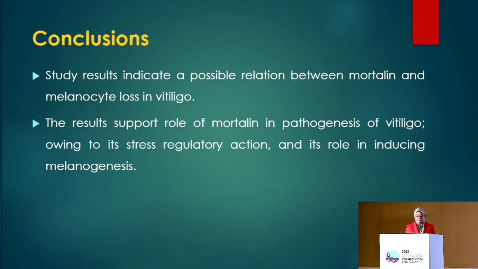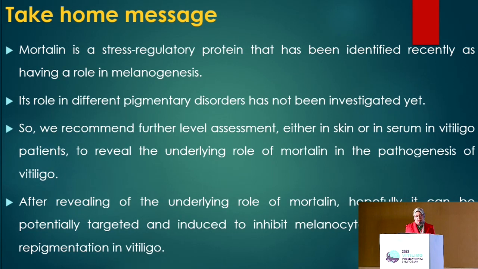So to conclude, study results indicated a possible relation between Mortalin and melanocyte loss in vitiligo. The results support the role of Mortalin in pathogenesis of vitiligo owing to its stress regulatory action and its role in inducing melanogenesis. So our take-home message, that Mortalin is a stress regulatory protein that has been identified recently as having a role in melanogenesis.